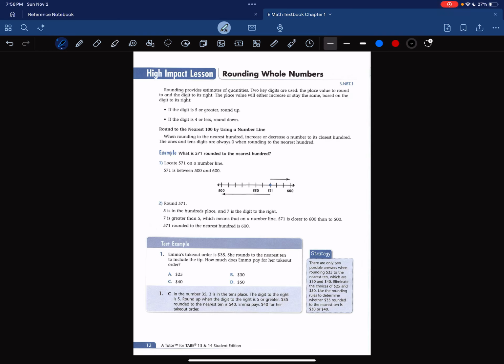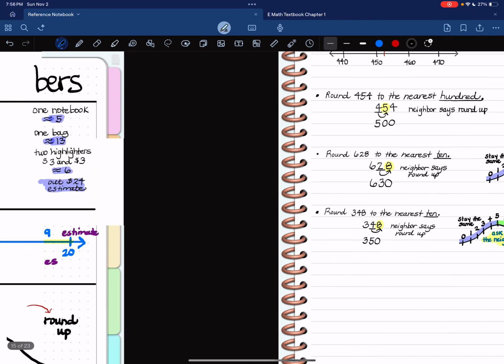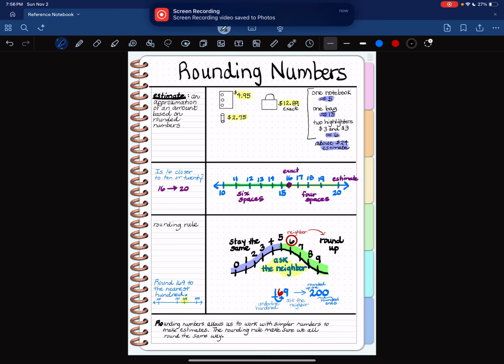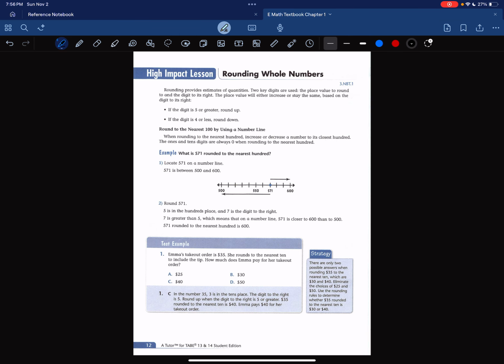In this lesson, we are looking at page 12 of the textbook. We are still rounding whole numbers. That would be the notes that you took right here. And if you notice on this page, this is called a high impact lesson. And what that means is that this lesson will have a high impact on your test scores, because this is such an important thing to know. So on any of the high impact lessons, we want to really understand what's going on.